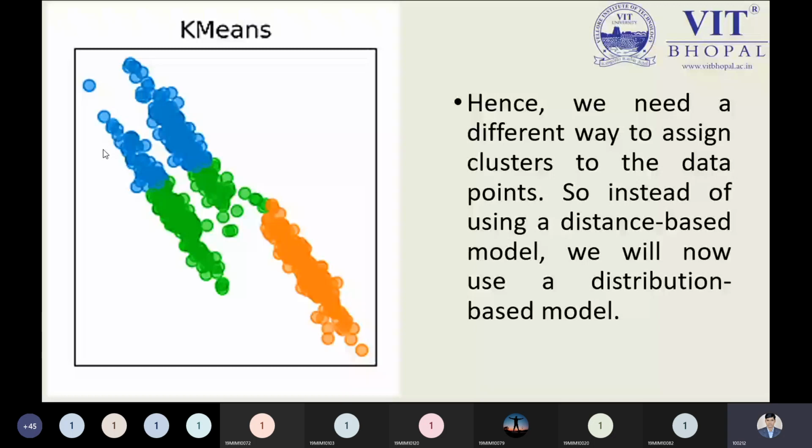Anyone, please, you can speak, no issue. I think there is an overlapping of data. Yeah, this is a good and brilliant point.